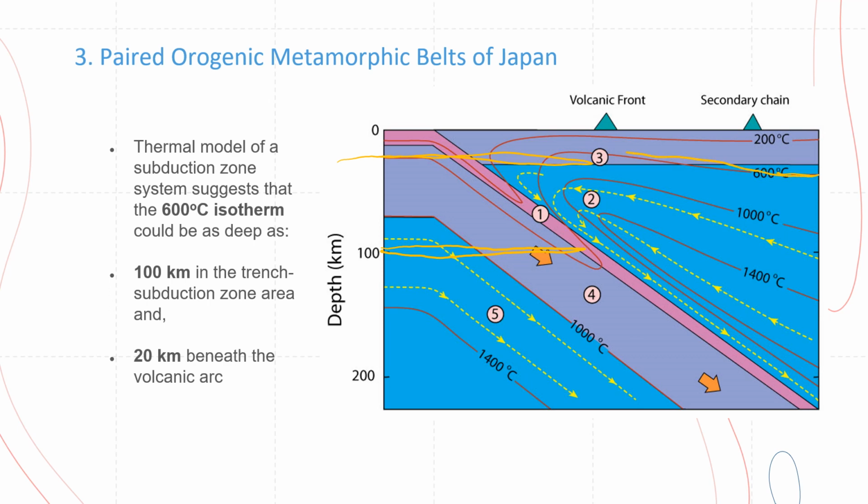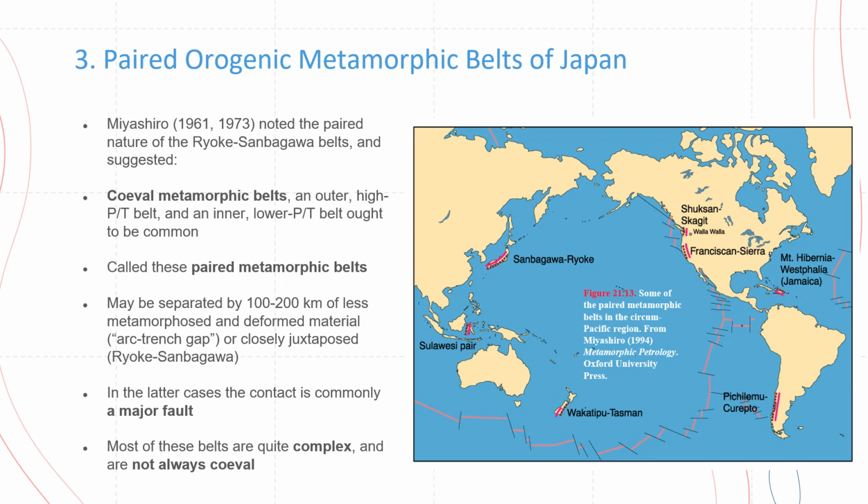So this is the 600 degree isotherm. So Miyashiro noted that the paired nature, the way that we've seen that Ryokei and Sambagawa were paired together, was actually seen in different areas in the world.